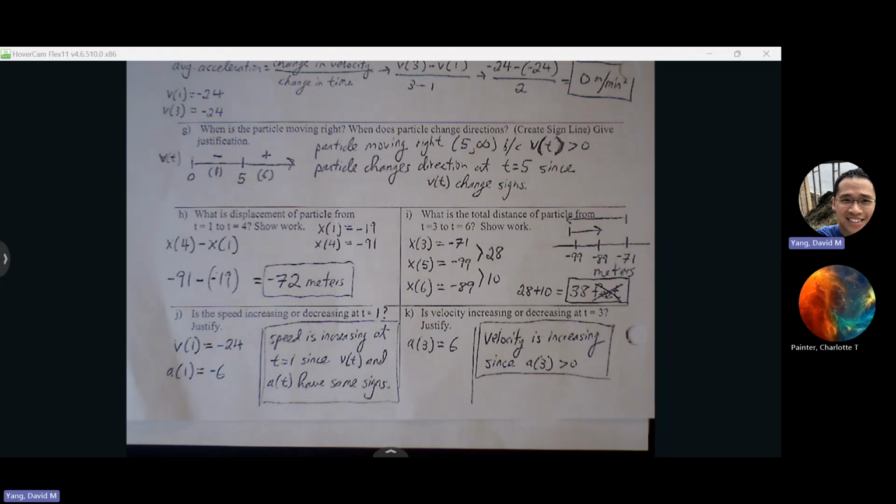We have a question that says, acceleration increasing or decreasing? If it did, then you will have to find the derivative of acceleration, which I won't ask you.